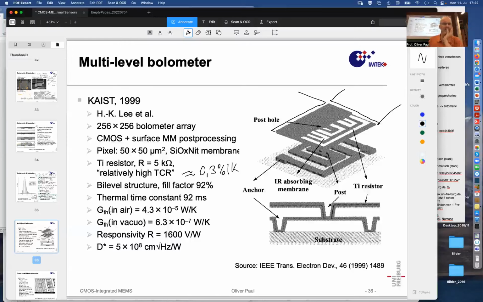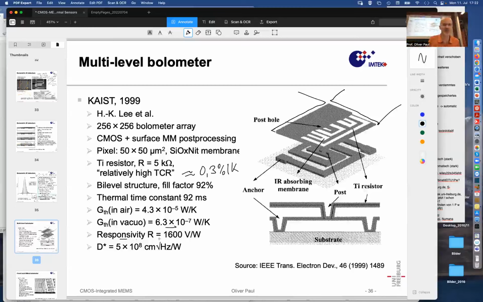And then you see here some thermal conductance in air, 4.3 times 10 to the minus 5 watt per Kelvin, and in vacuum, 6.3 times 10 to the minus 7, a factor of 100 better. There you see how important eliminating the conduction by air is. Air removes 99 or something close to 99% of the heat because of the small distances. And the remaining 1% is maybe, well, the conduction by the material, solid materials and by radiation.